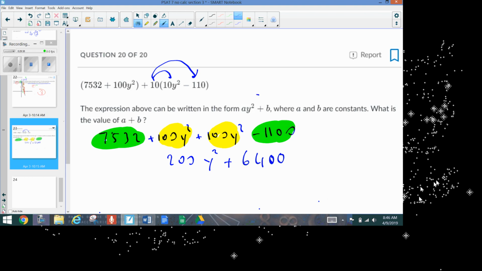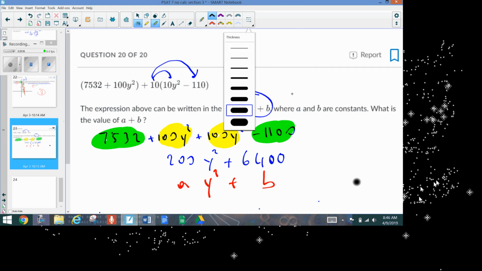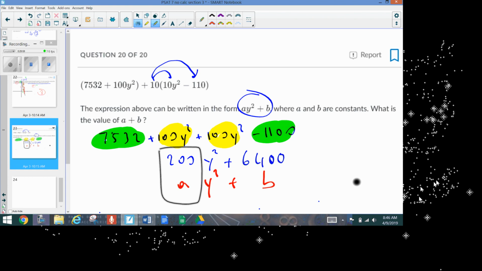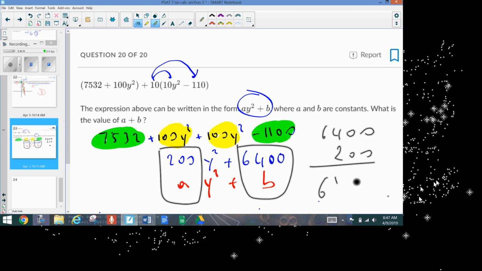So let's put this underneath and then match a y squared plus b, where a and b are constants. What is a plus b? So in that case, a is going to be this, and then b is going to be that. When you add it up, 400 plus 200, 600. Does that make sense?